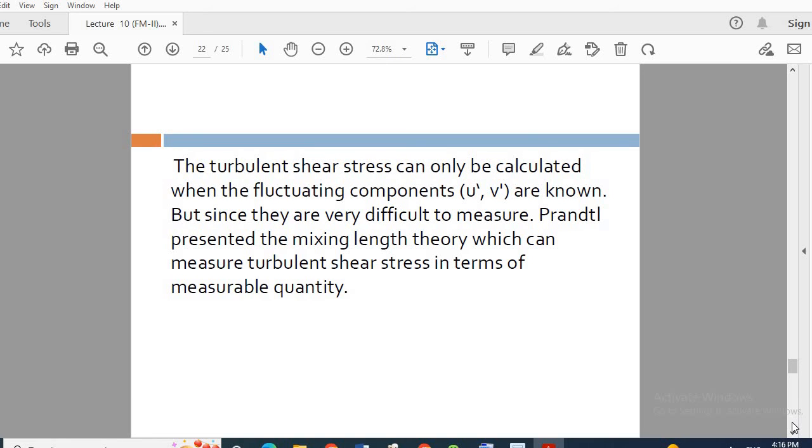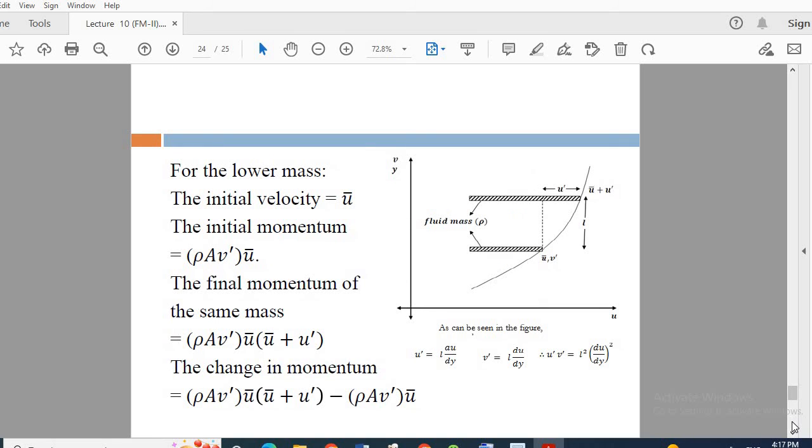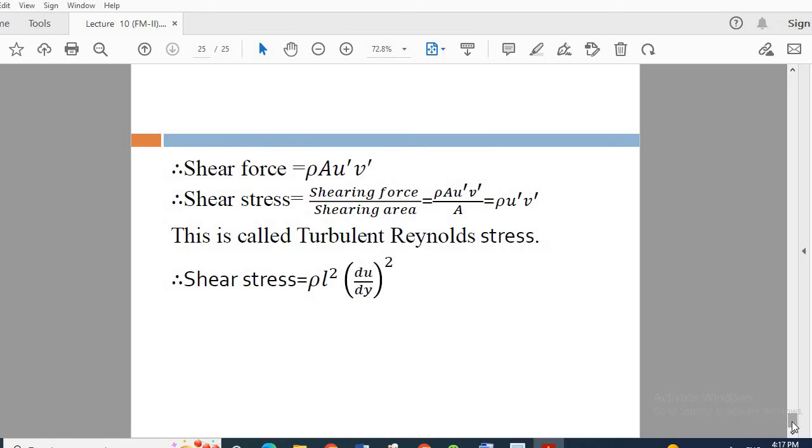The turbulent shear stress can also be calculated when the fluctuating components u' and v' are known, but since they are difficult to measure, we use Prandtl mixing length theory, which expresses turbulent shear stress in terms of measurable quantities. Now you can derive the Prandtl equation with the use of specific conditions. The Reynolds stress comes out here. Thank you so much.